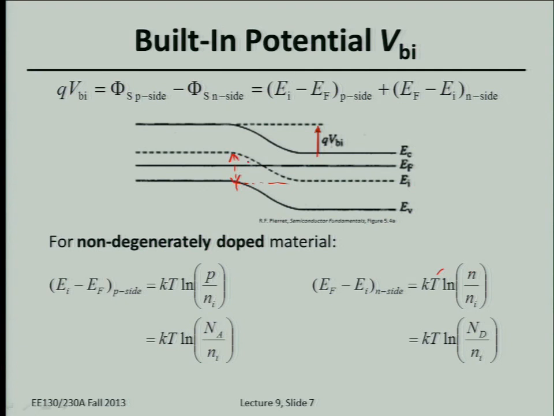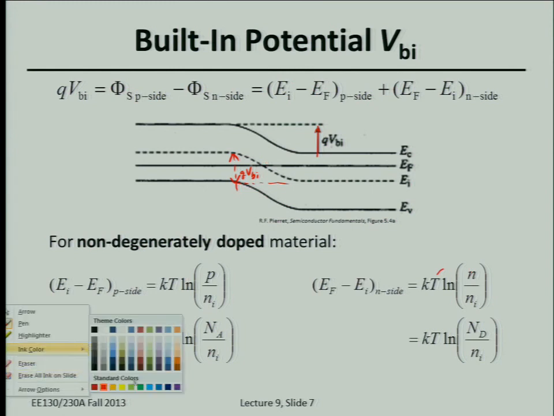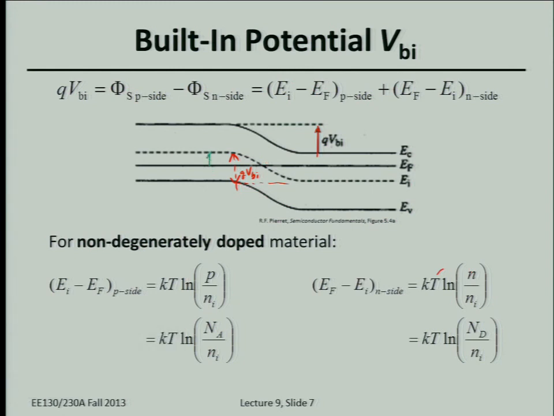So let's look at this total band bending for E sub I. This is also q V sub bi. Does everybody see that? If we look at that, we can see that that is equal to this distance plus this distance. Does that make sense?